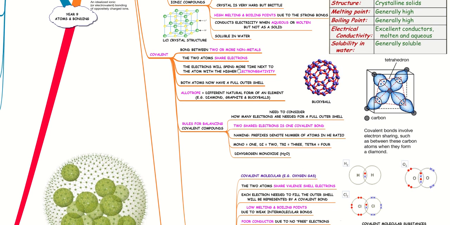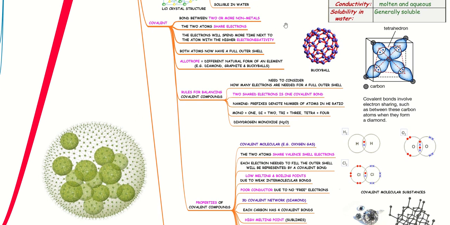Now, covalent compounds is where you've got the bonding of 2 or more non-metals. Here they share electrons. Okay, and then we have the word allotrope, which means a different form of exactly the same element, and the one we teach here at this school is carbon. We have one form which is a buckyball, and we have another form which is pure carbon, which is a diamond.